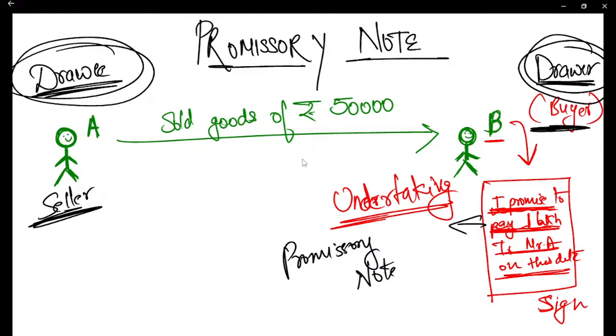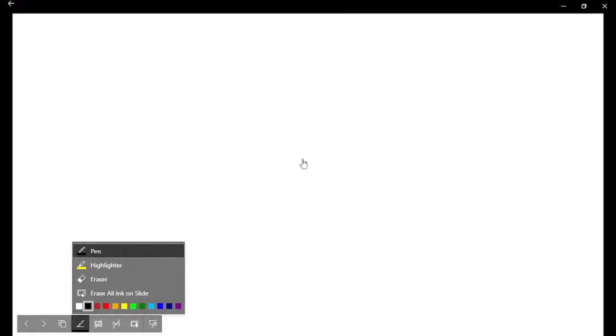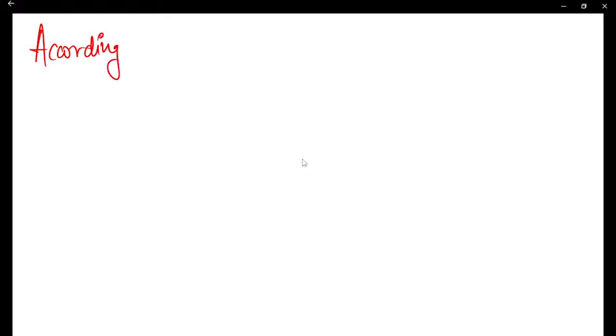Now coming to the definition part. चलते हैं definition part पे. I hope that you all remember the definition of bills of exchange. What was the definition of bills of exchange?